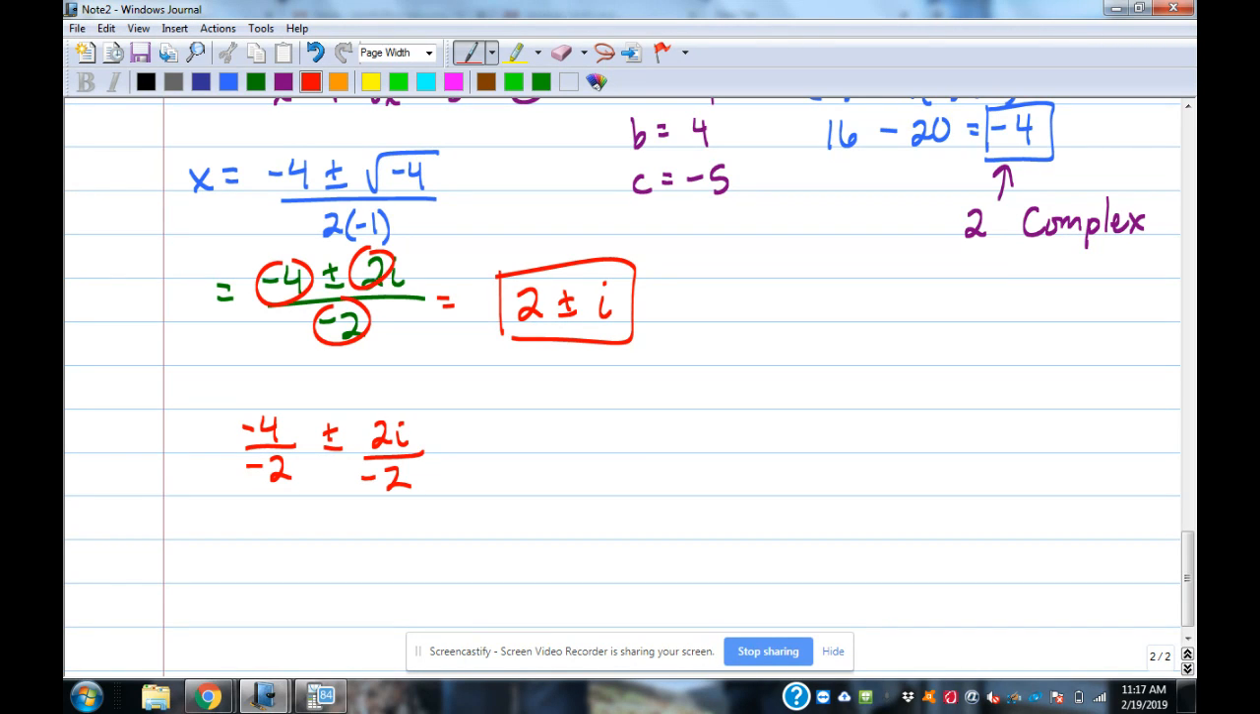Negative 4 divided by negative 2, that's the positive 2. 2 divided by negative 2. Technically, it's negative, but with the plus or minus in front, all it really does is flip over, and it's still plus or minus on that. So the plus or minus part doesn't really get affected too much by the sign change at all. Okay, not bad. One with the complex solutions, those are always a little more difficult because they're new.